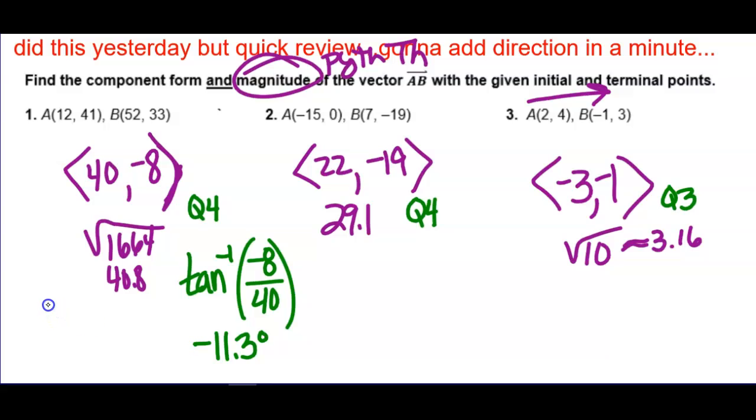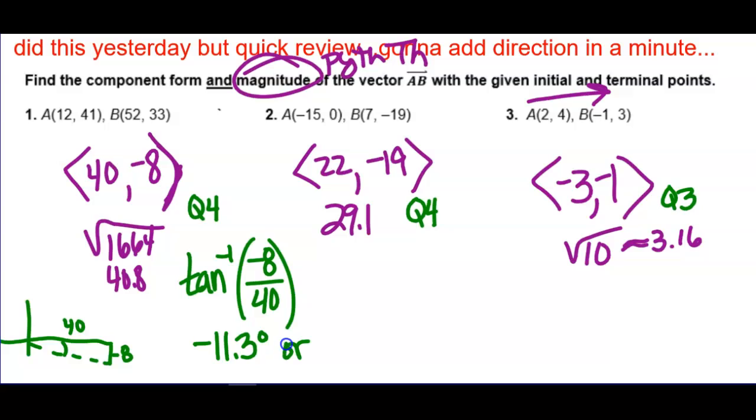Now let's think about that for a minute. If our vector went to the right 40, that's a long way, and down 8, that's 1/5 as far. So it was 40 to the right and down 8. The angle in here would be pretty darn small, and it would be down into that quadrant.